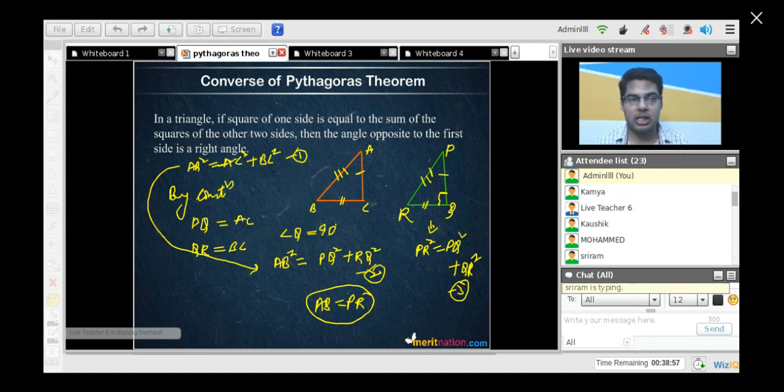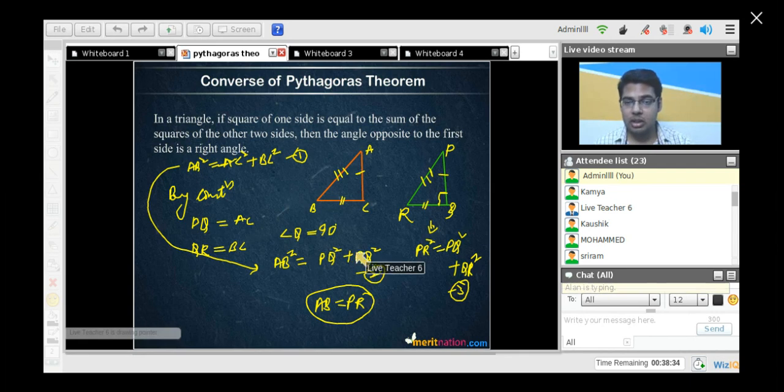Okay. So Kiran, just try to see here. On the right hand side, what we have? PQ square plus QR square. And similarly, here on the right hand side, we have PQ square plus QR square. What does this mean? It simply means AB square equals PR square. So it simply implies that AB equals PR. Okay, fine. And if still anyone having any doubt, please ask.